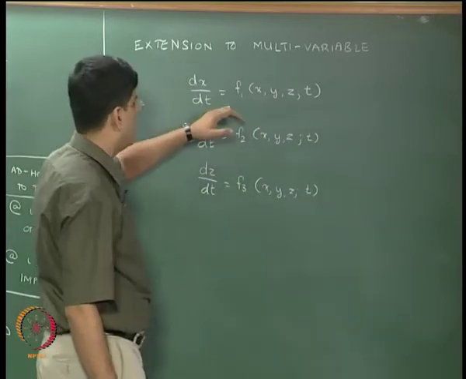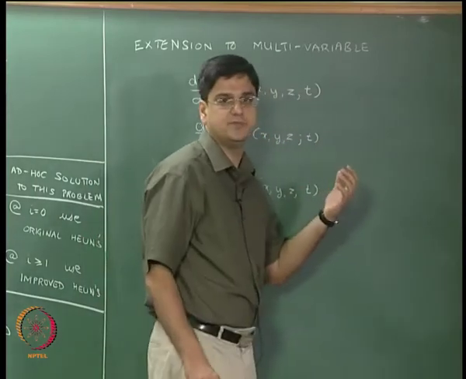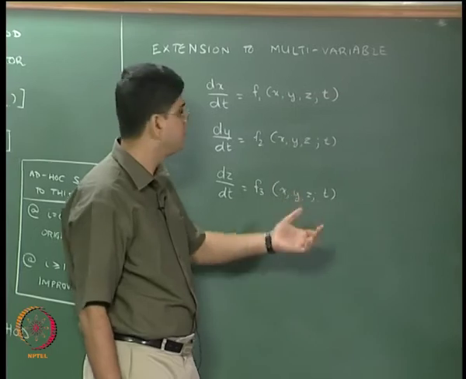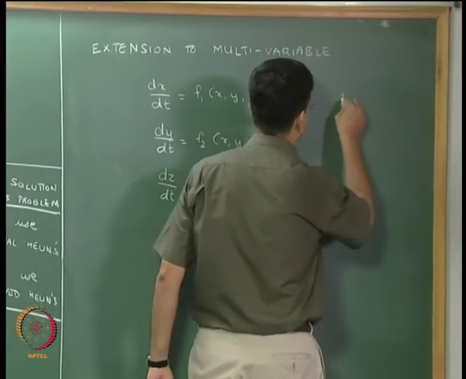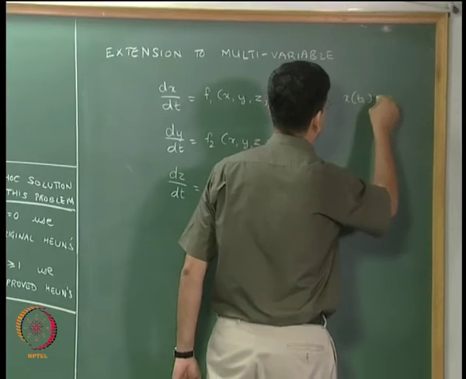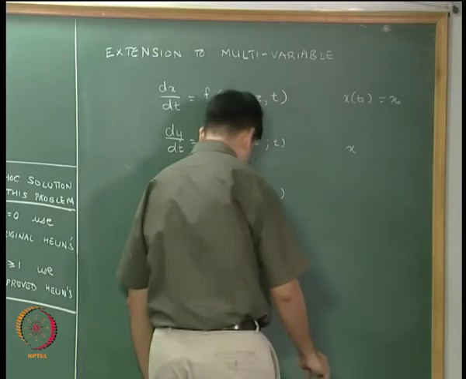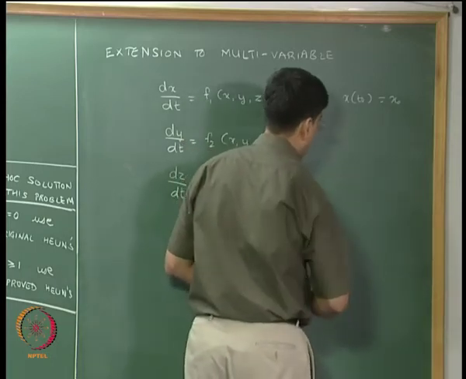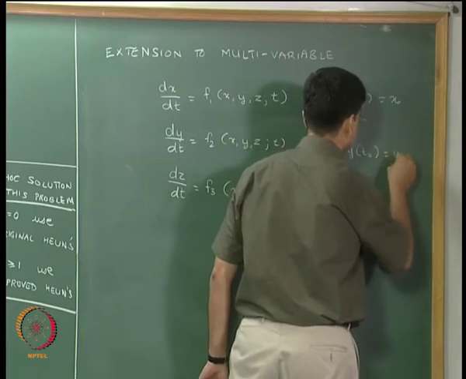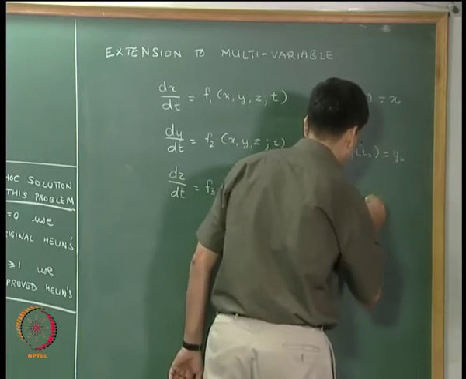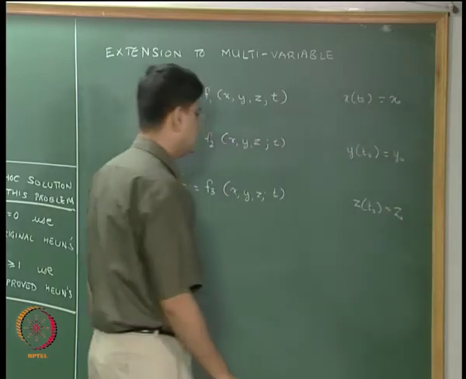Okay. And we require the initial conditions, and initial conditions means x, y and z have to be defined at the same value of t0. So, let us say x at t0 equal to x0, y at t0 equal to y0 and z at t0 equal to some z0.